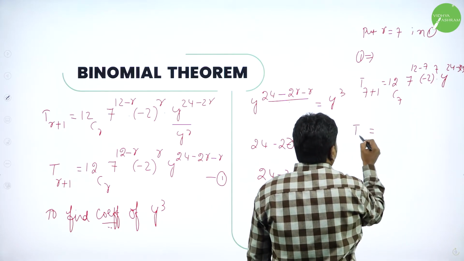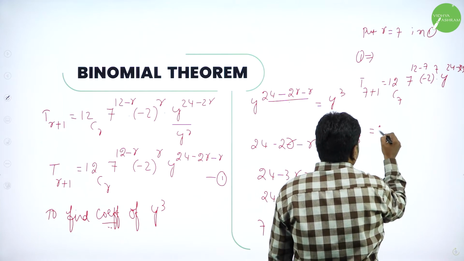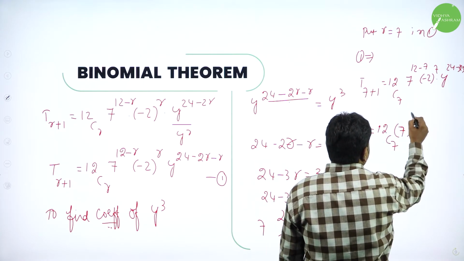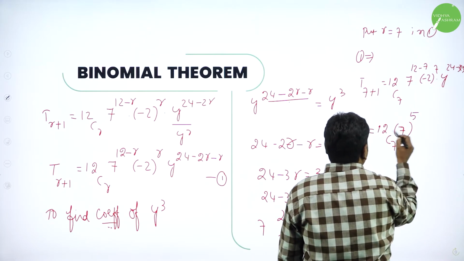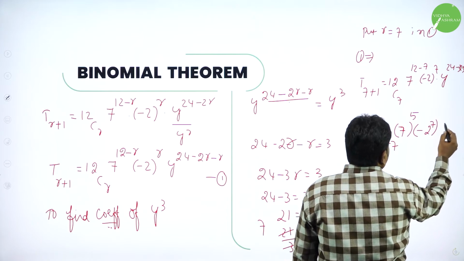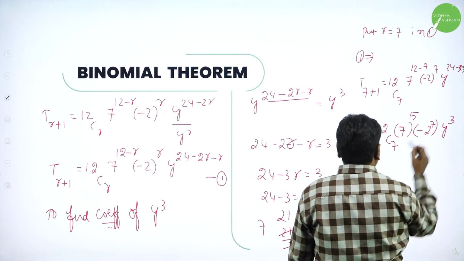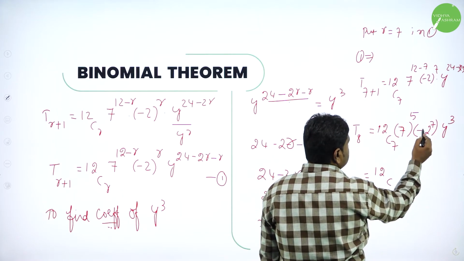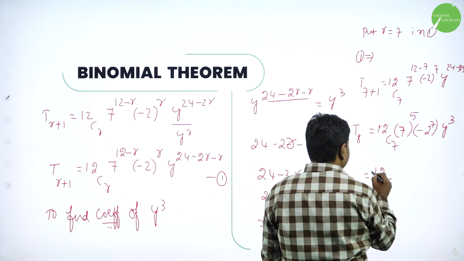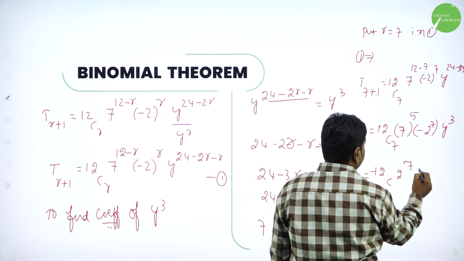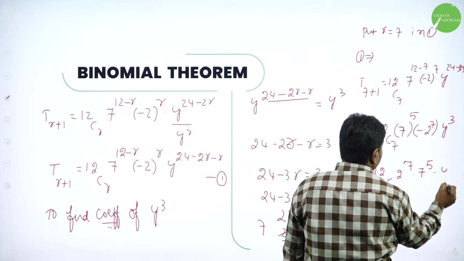So T8, the 8th term, will have 12C7, 7 power 12 minus 7 is 5, minus power odd number becomes minus, minus 2 power 7, and y power it will be exactly 3. And that is 12C7, minus power odd number becomes minus, I'll put minus here, and 2 power 7, 7 power 5, y cube. They want the coefficient.